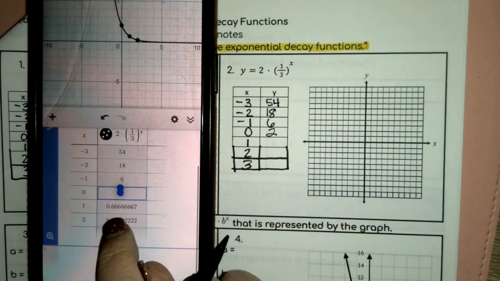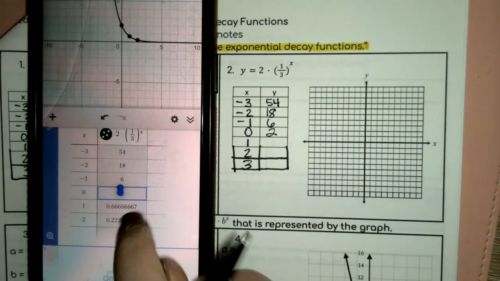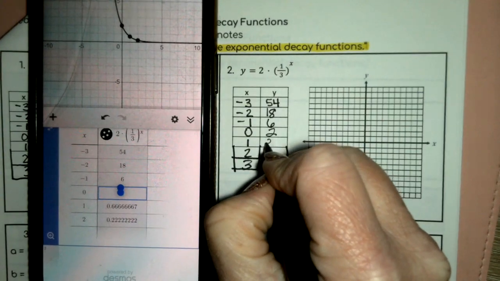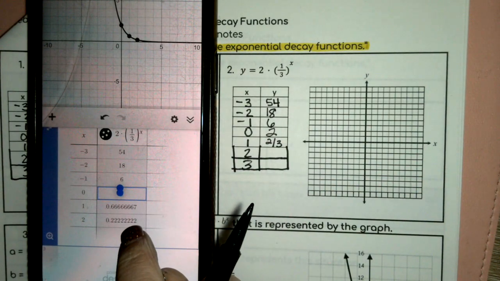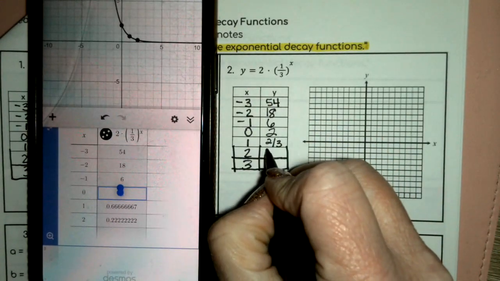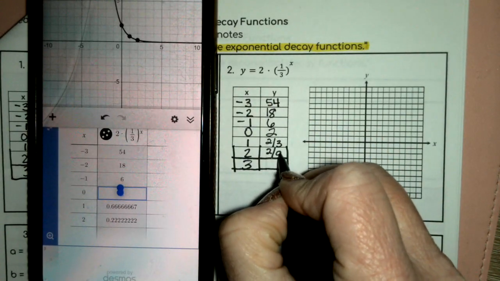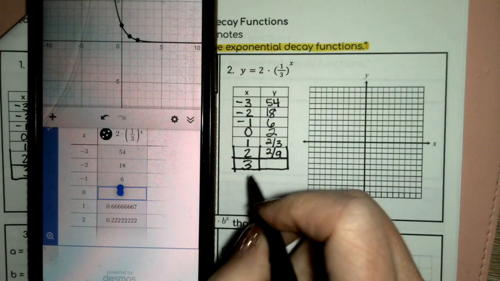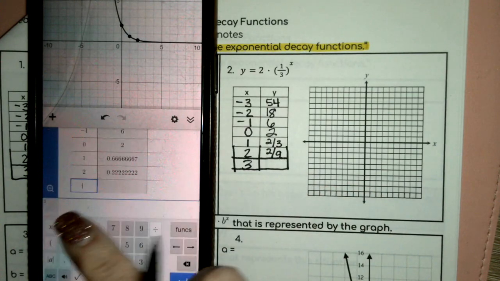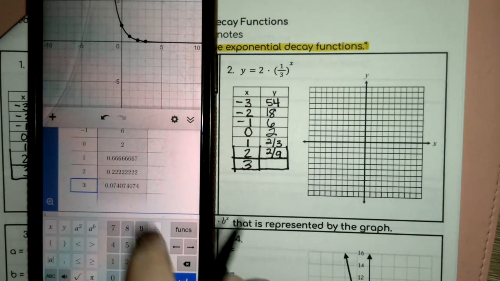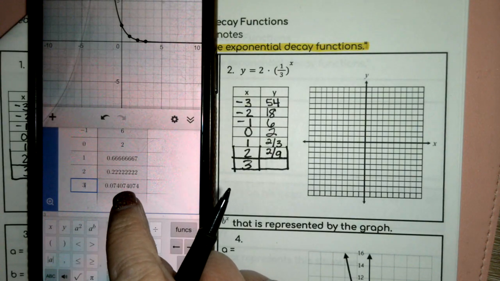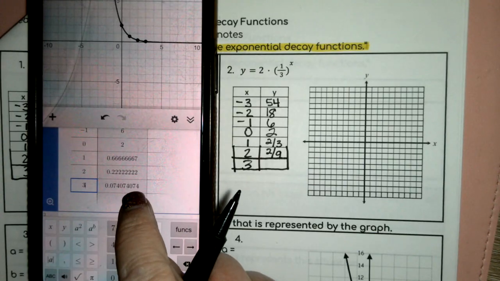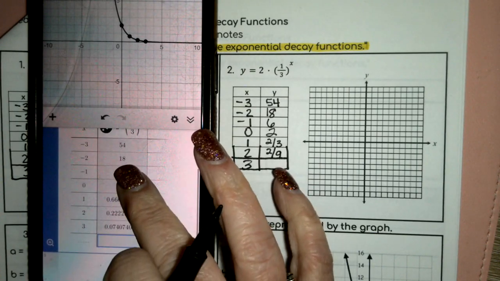Now, 1 is 0.6 repeating, which we just figured out was 2/3. 0.2 repeating is 2/9 because of what Kinsley just taught us. And then if we hit 3, it's this number right here, 0.07407, 407. So what's repeating?